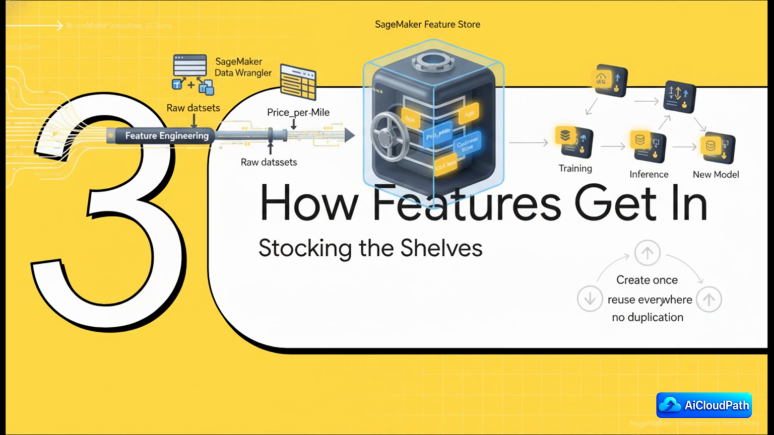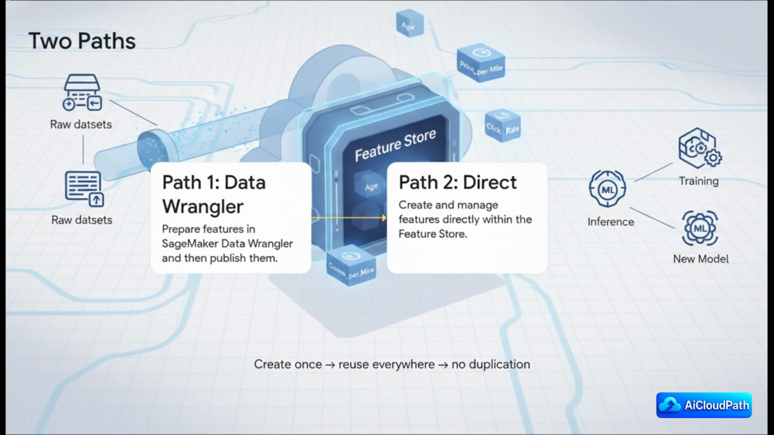Okay, a central library sounds awesome, right? But how do the books actually get on the shelves? Let's take a quick look at how your features find their way into the store in the first place. So you've got two main paths to get your features in there. The first path is super straightforward. You can just prepare your features using SageMaker Data Wrangler, and then with a click, publish them straight to the Feature Store. Easy. The second path gives you a bit more direct control. You can create and manage your features right inside the Feature Store itself.